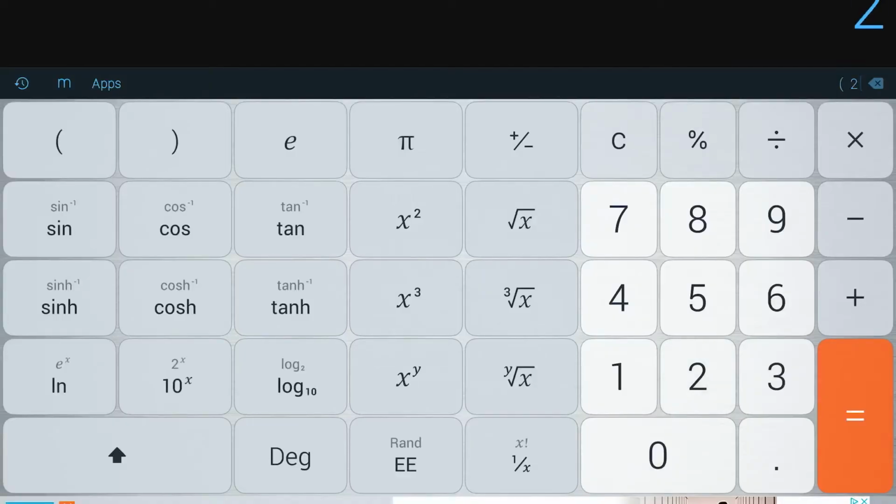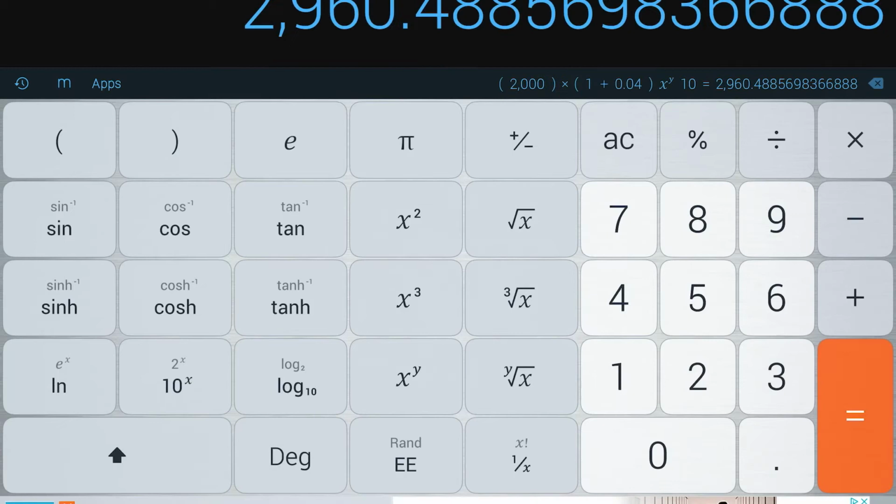So I'll start with parentheses, 2,000. And the way my calculator works, I have to hit a times in between. So times, and then the next one would be the 1 plus my growth rate of 0.04, or you could have just typed 1.04, and then I'm going to raise it to the 10th power because we have 10 years. And when I press equals, I have the amount of money that will be in the account after 10 years, $2,960.49.